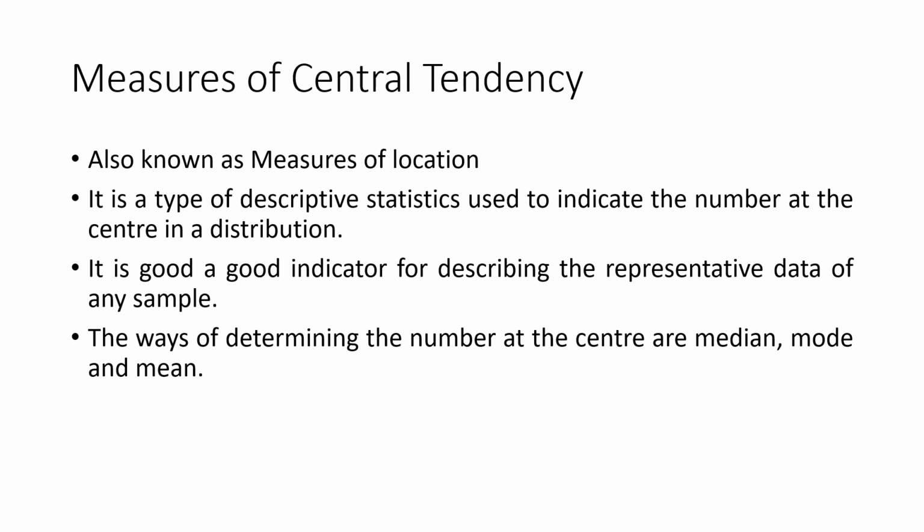Starting with measure of central tendency, which is also known as measure of location. It is a type of descriptive statistics used to indicate the number at the center in a distribution. It is a good indicator for describing the representative data of any sample. The ways of determining the number at the center include the median, the mode, and the mean.